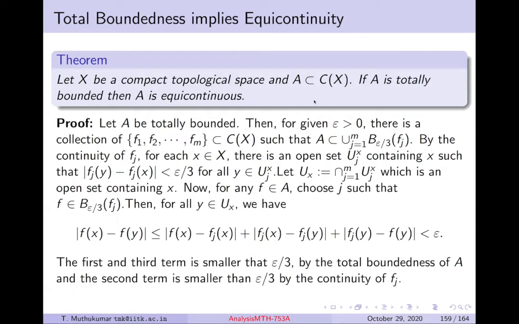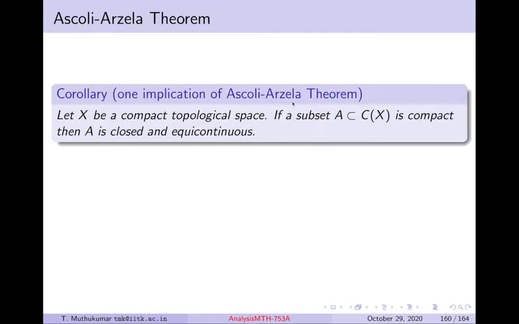So this implies that any compact set has to be both closed and equicontinuous, right? This is the theorem that we have used. Total boundedness implies equicontinuity, right? That's what we have used here.